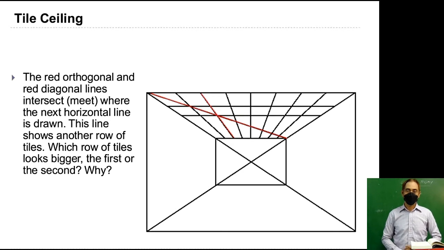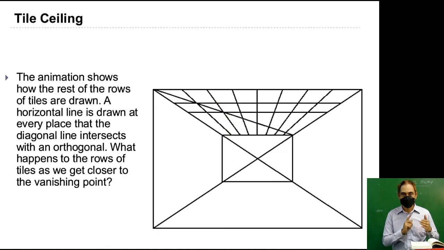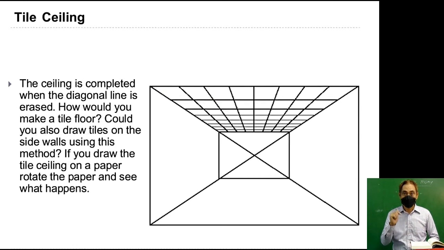The red orthogonal and the red diagonal lines meet where the next horizontal line is drawn. This line shows another row of tiles. Our ceiling now is completed. When the diagonal line is erased, how could you make a tile floor?